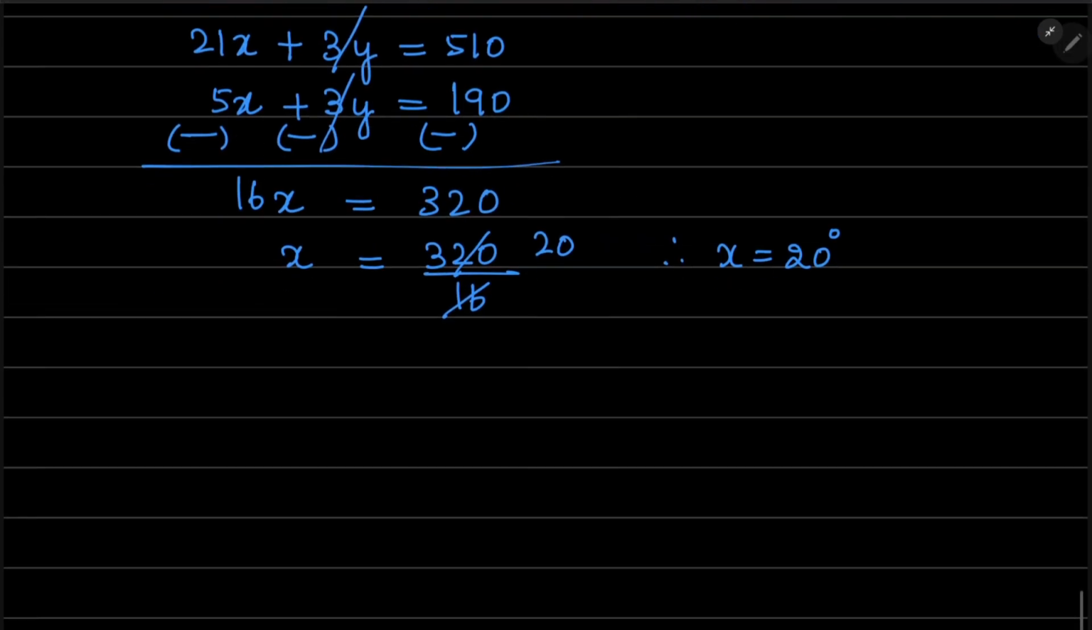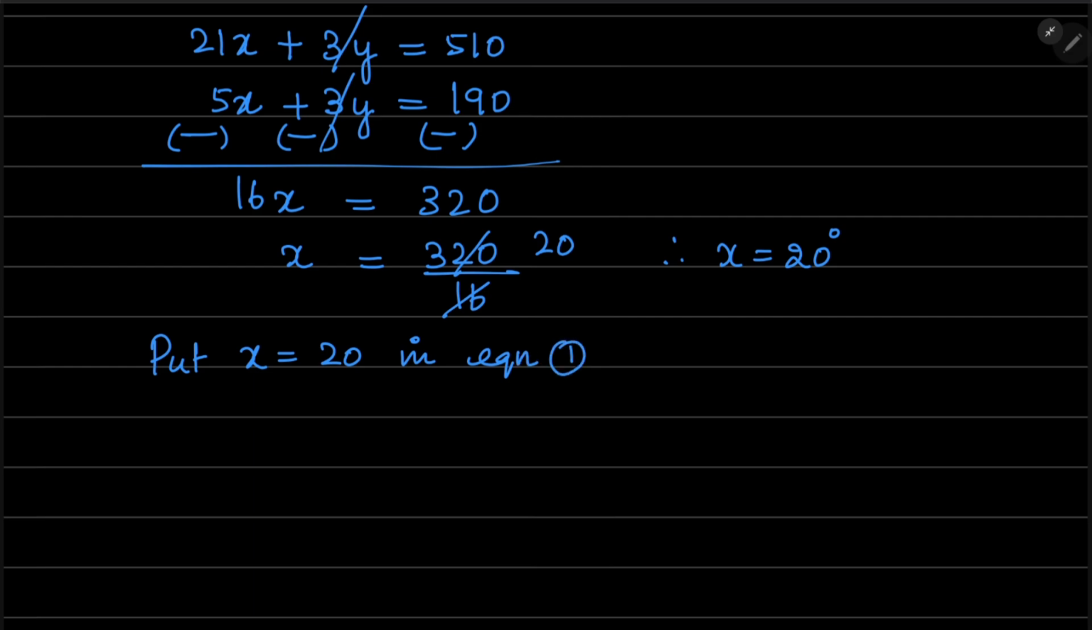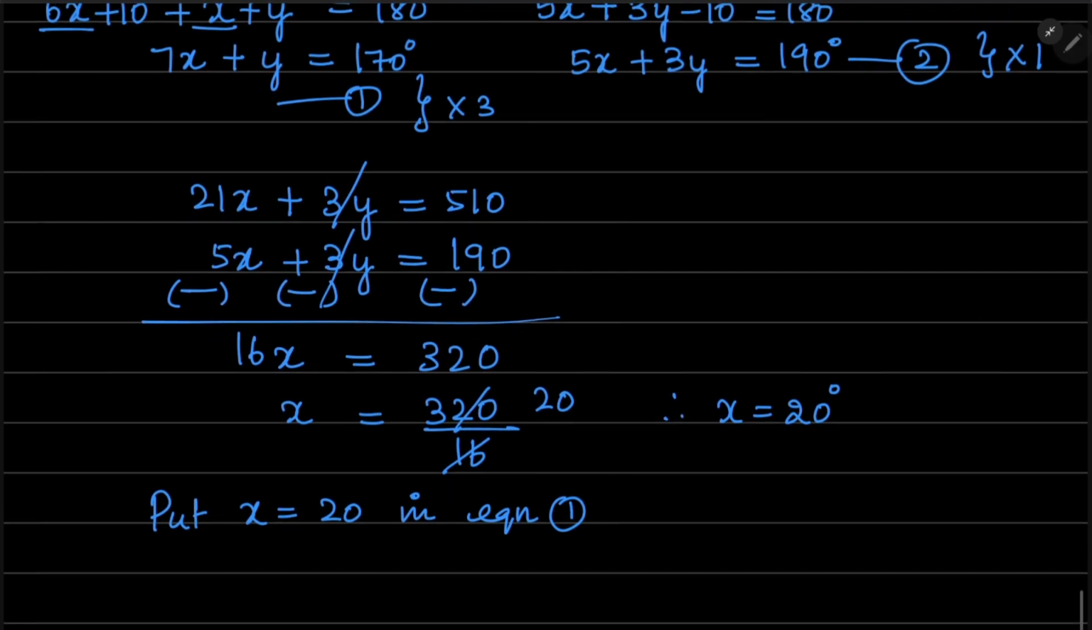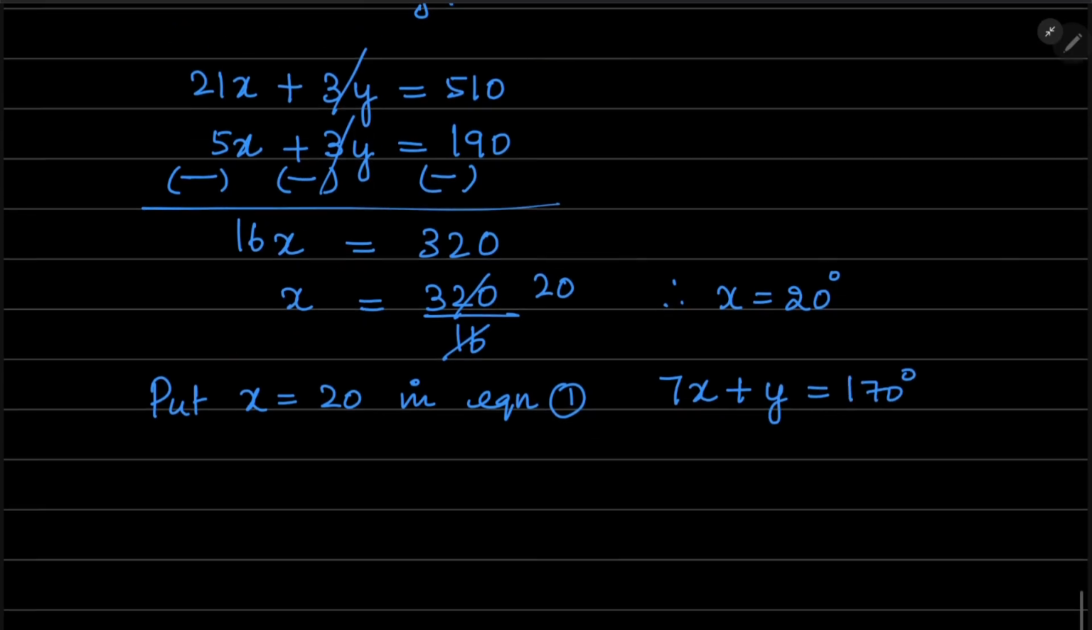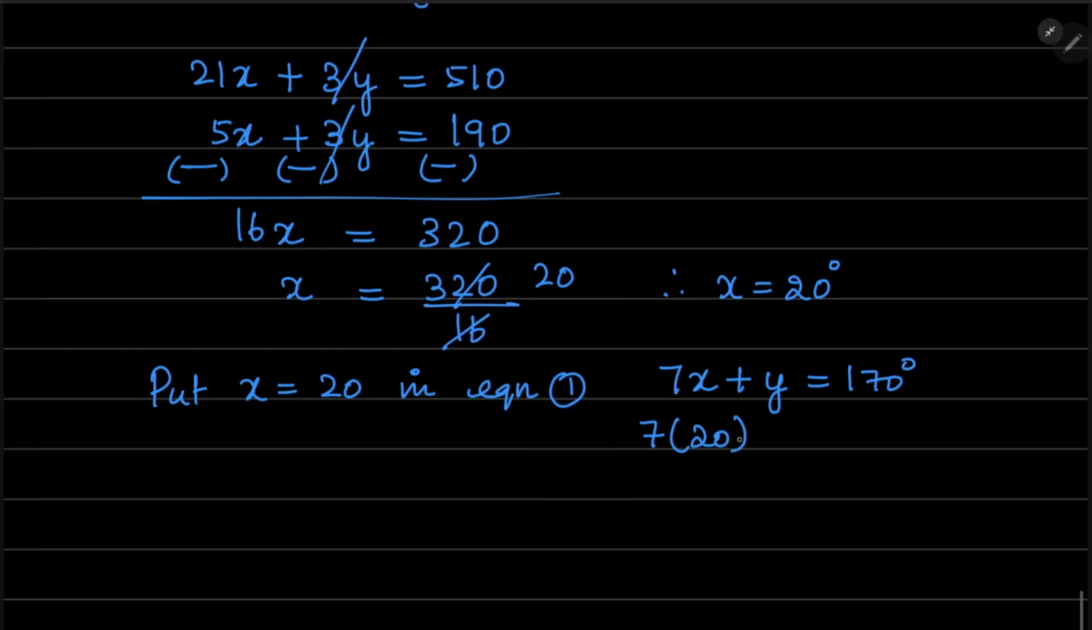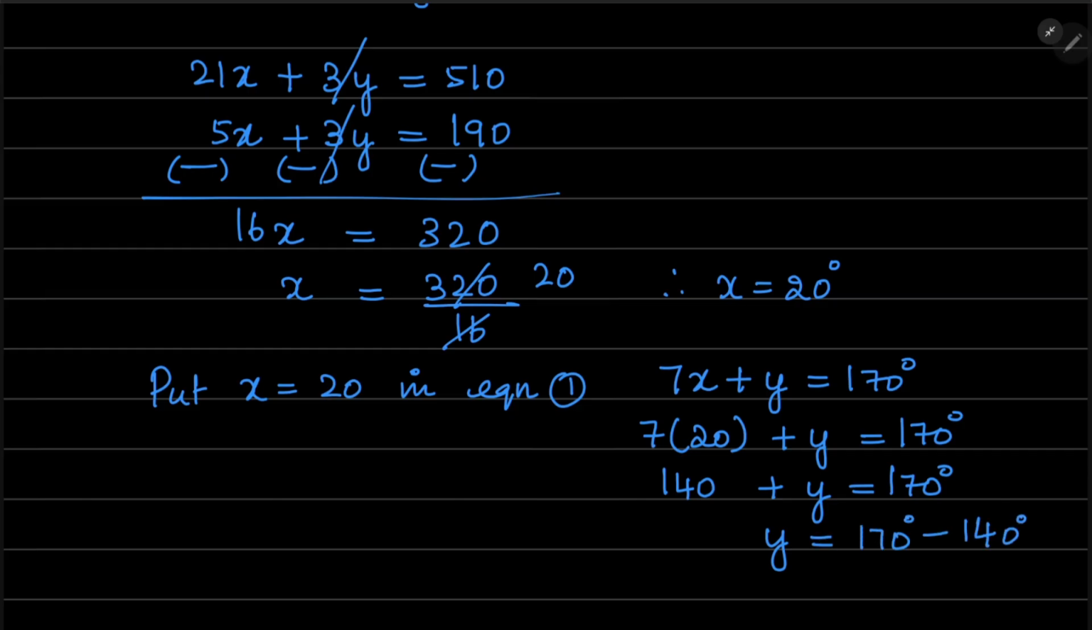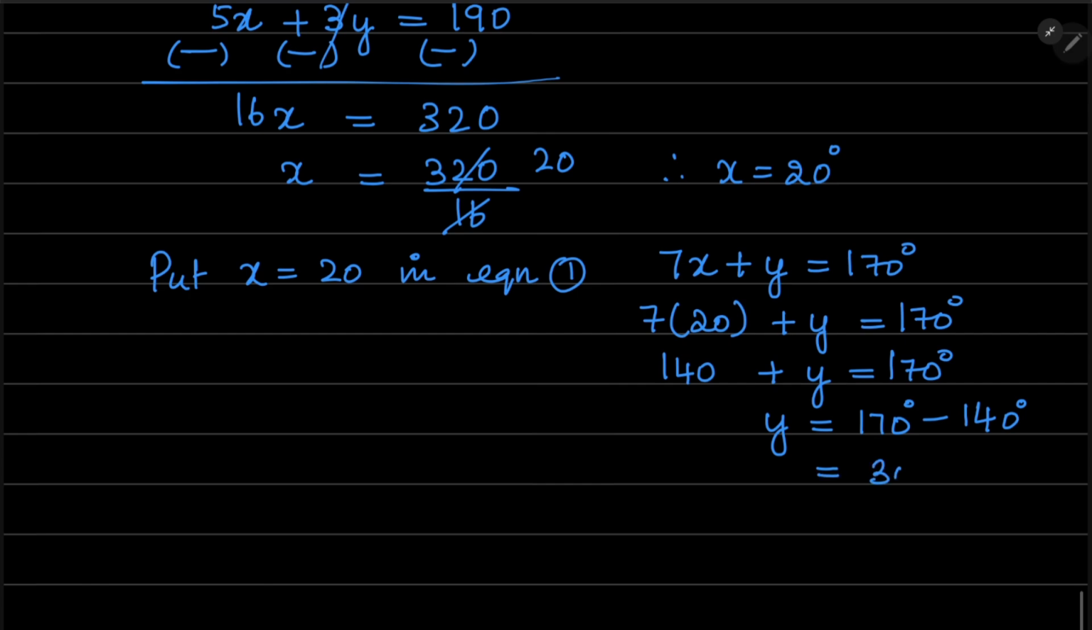Now you can put x in any one of the equations. So put x equal to 20 in equation 1. What is your equation 1? 7x plus y equal to 170 degrees. So 7 into 20 plus y equal to 170. Okay, so 140 plus y equal to 170 degrees. So y equal to 170 minus 140, which is nothing but 30 degrees.